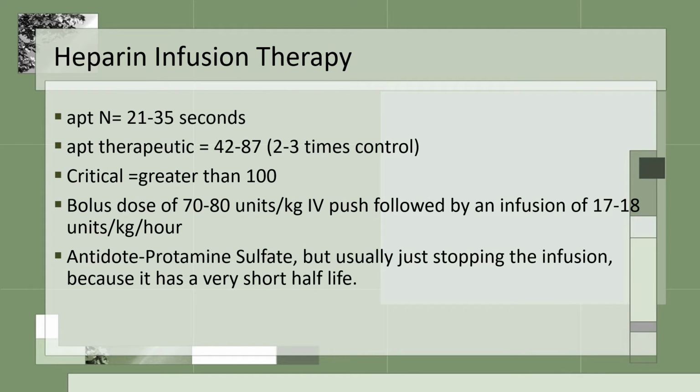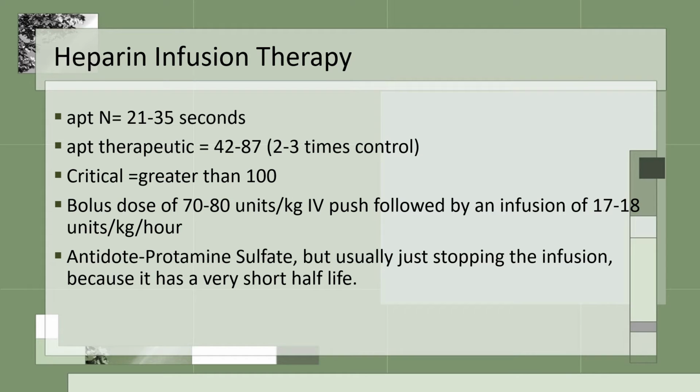Heparin drips are often used in PEs to decrease the size of the clot or to help bridge to Coumadin therapy. We're going to need to know the labs for heparin infusion therapy. The first is APTT. The normal is 21 to 35 seconds. The therapeutic is 2 to 3 times the control, so that would be 42 to 87. Critical is greater than 100.